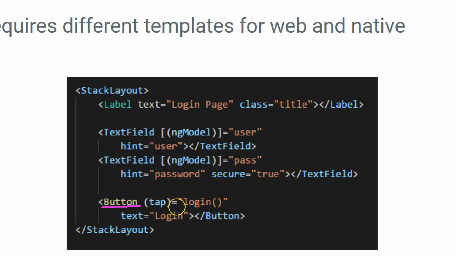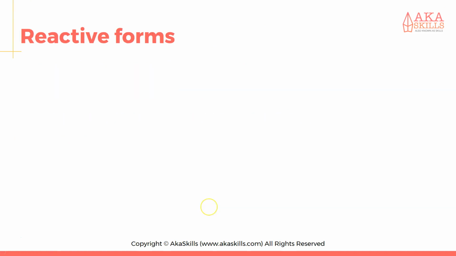After that, we're having a button, and we say when you tap it, on that event, I want you to execute that function. So I want to execute function logging when I tap this button, which has text login.